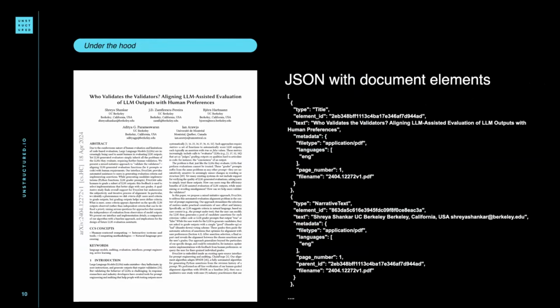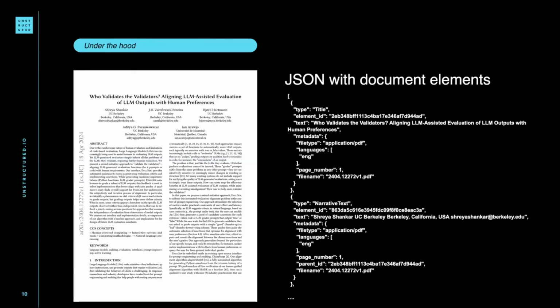And as a result of partitioning this document, you get a JSON with document elements. So we don't give you a block of text, the whole thing in one chunk. Instead, we split the document into logical units. Here, I'm only showing the first two because it's a very, very long JSON and you wouldn't be able to see anything.